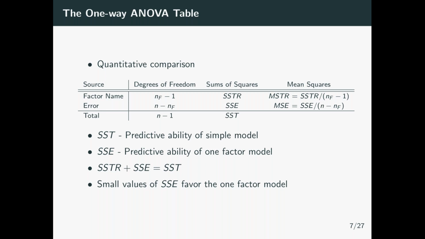So you're partitioning the total sums of squares into variability associated with the bottles and variability associated with the error, so what's left over from the bottles relative to the total. Small values of the sums of squares error would favor the predictive ability of the one-factor model over the predictive ability of the simple model.